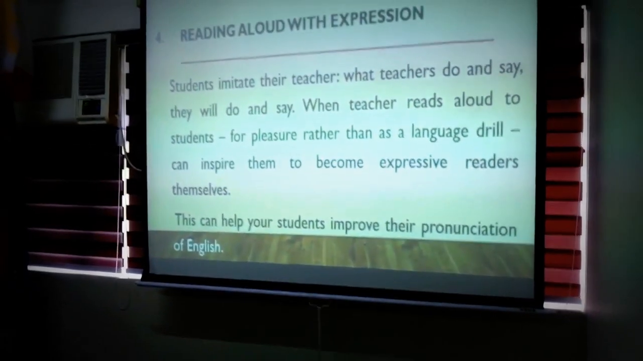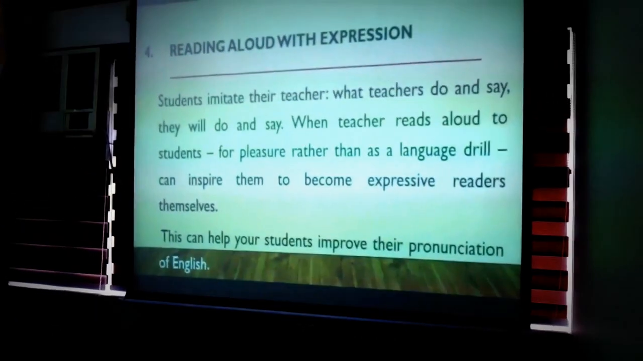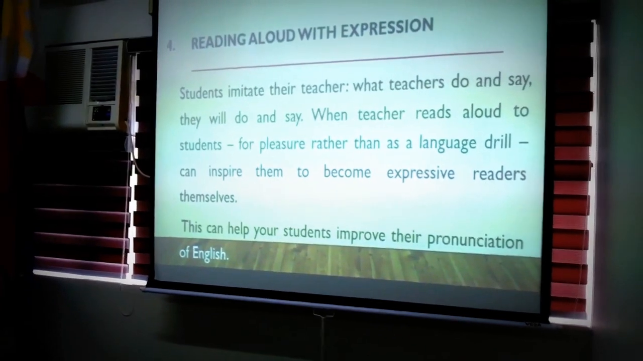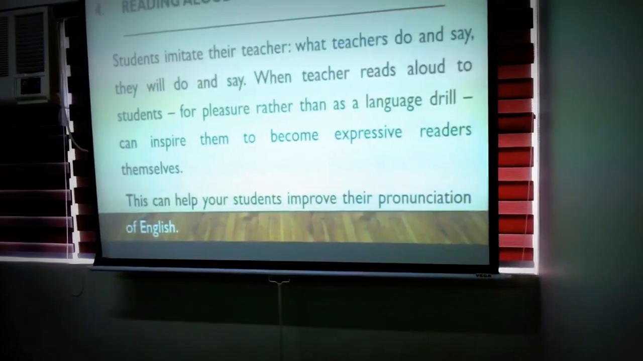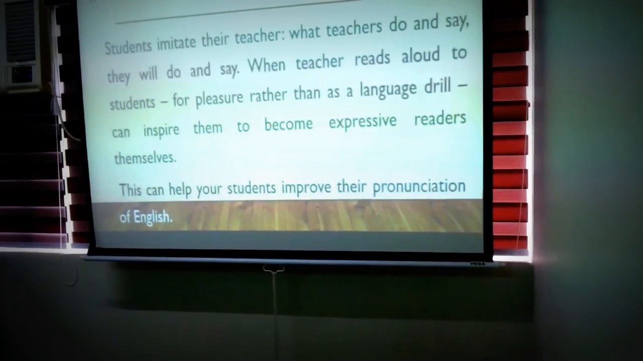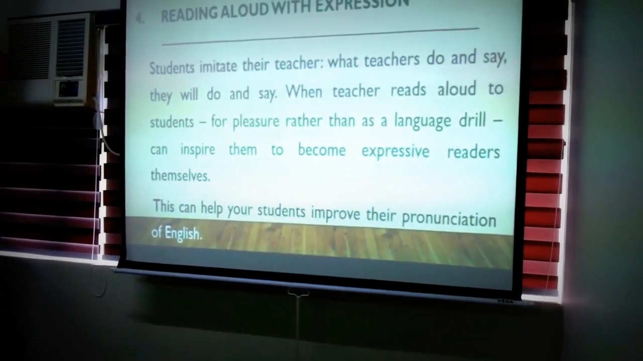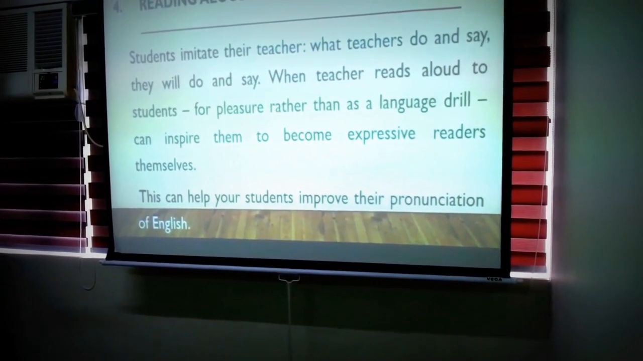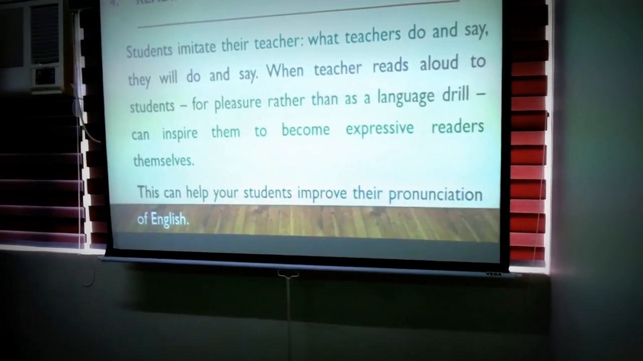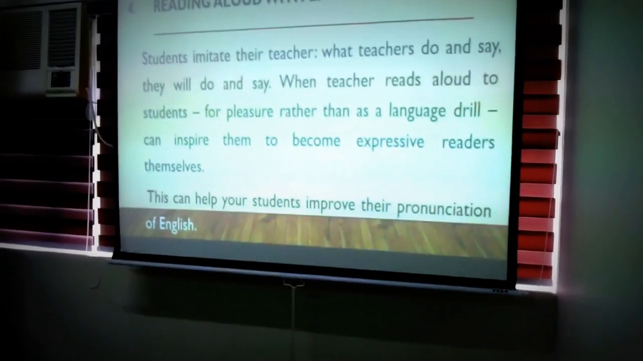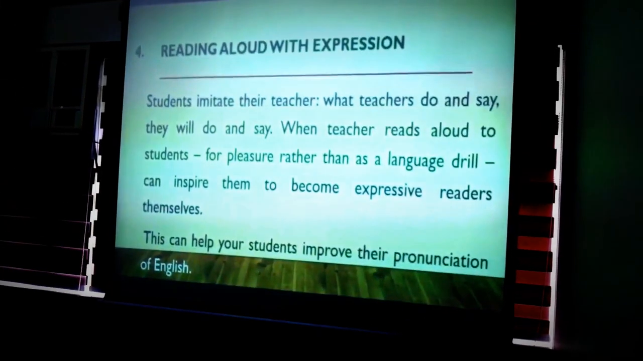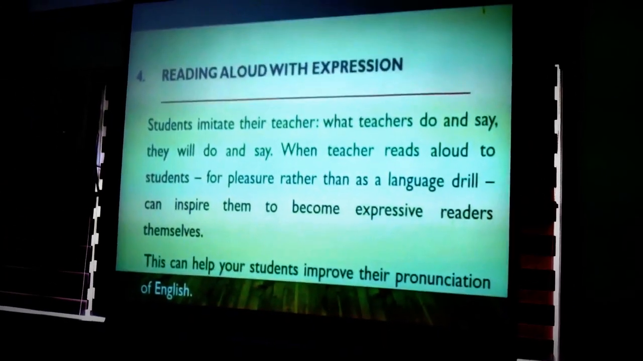Okay, and then the fourth one, reading aloud with expression. Students imitate their teacher. Do you agree? Yes. Okay. What teachers do and say, they will do and say. When a teacher reads aloud to students for pleasure rather than as a language drill, it can inspire them to become expressive readers themselves. This can help your students improve their pronunciation of English.